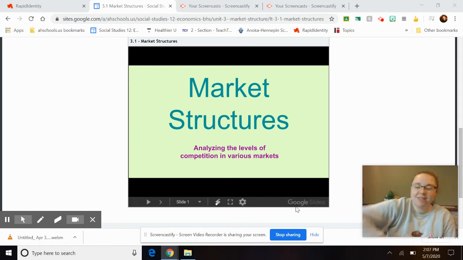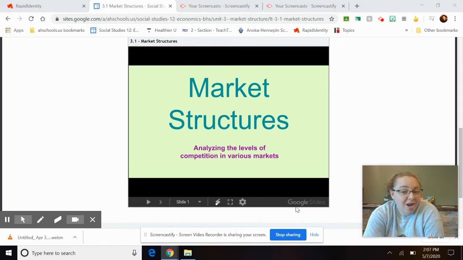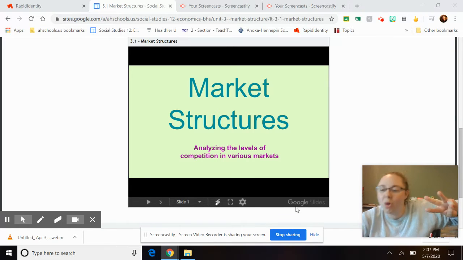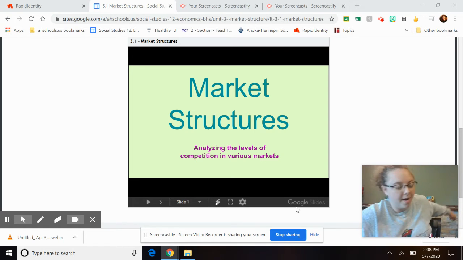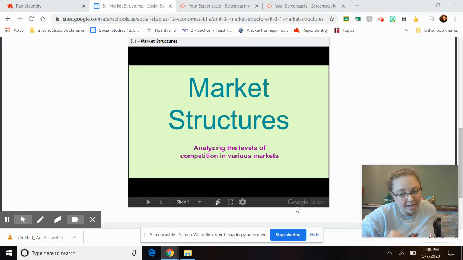Back, everybody. So today we are learning about our Unit 5 market structures. There are 4 market structures that we're going to be chatting about. Those 4 are, let me see if I can remember them: perfect competition, monopolistic competition, oligopoly, and monopoly. In that order. By the way, that is the order of competition when we are talking about them.